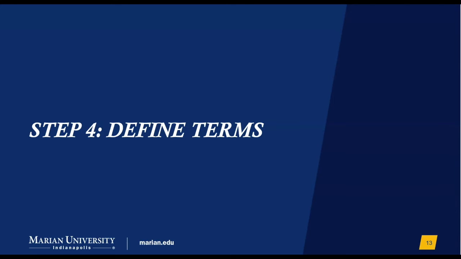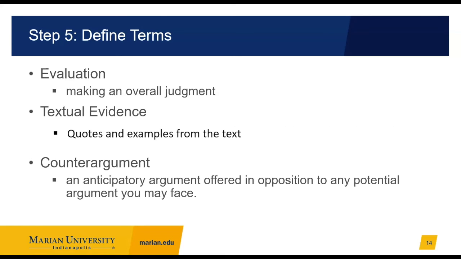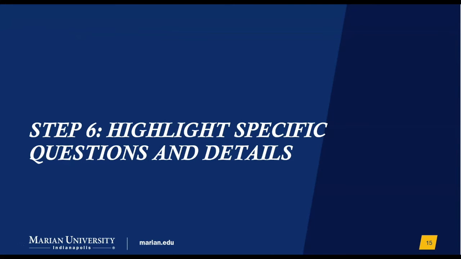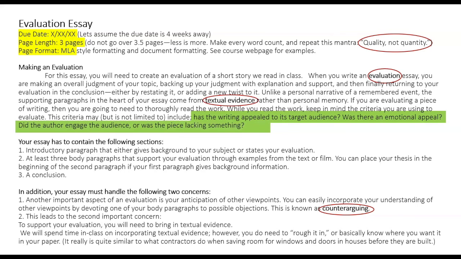Step 4. Define terms. You want to define any terms that you don't already know by heart. Try to translate these definitions into the simplest form that you can understand them. For example, instead of this long definition of textual evidence, you might write quotes and examples from the text. Step 6. Highlight any specific questions and details you'll be trying to answer in your essay. Here, we've highlighted that we should ask questions about the reading's target audience and emotional appeal, as well as how the teacher wants the paper set up.